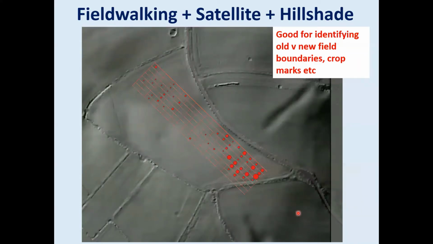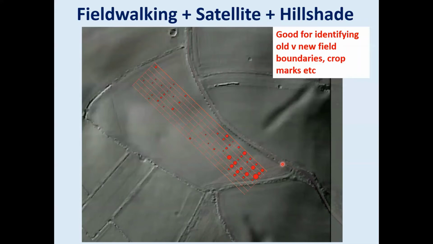Taking it one step further, here I'm combining the hillshade, the Google satellite data, and the field walking data, and the OS data. And actually, I find the combination of the Google, I shouldn't call it Google, because there's Bing Maps, and there are other sorts of satellite data, but combining satellite data and hillshade, I think, could be a very good way of identifying old versus new field boundaries, and potentially crop marks, etc.